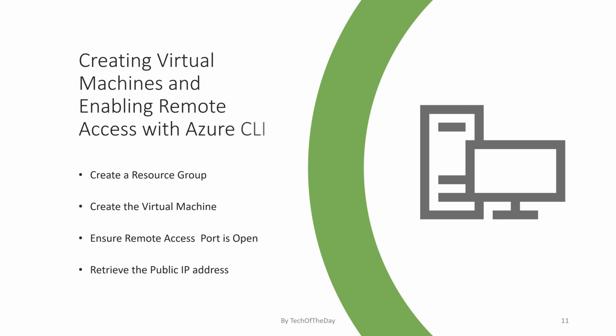So let's walk through the code needed to create a virtual machine with the Azure CLI. The first thing needed when creating a virtual machine in code is to create a resource group. We can create a resource group with the Azure CLI command az group create. We give that resource group a name.